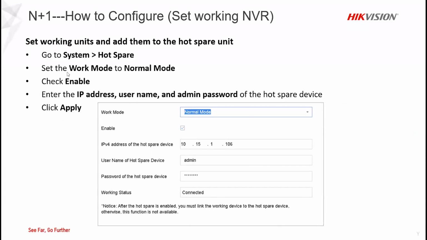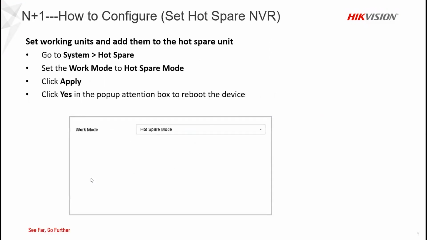Let's see how we can set the hot spare unit. So basically you go to the system and select the hot spare and change the work mode to normal mode. And also you have to click on enable and enter the IP address of your hot spare NVR, and also enter the username and password, and you can click on apply and it will show the working status. So this is your normal NVR. You go and configure the hot spare device IP address.